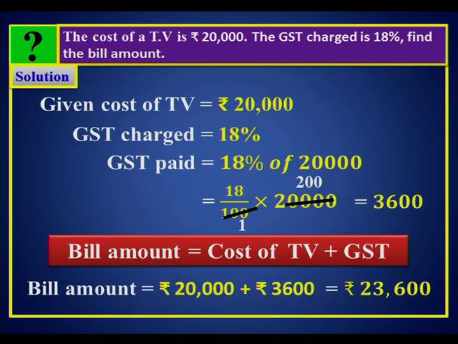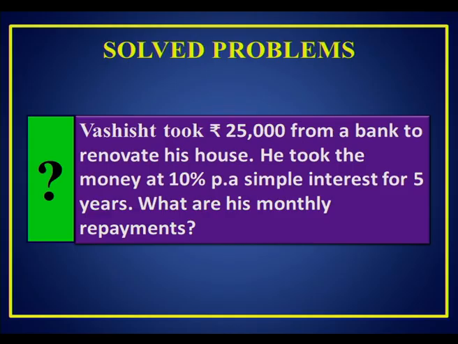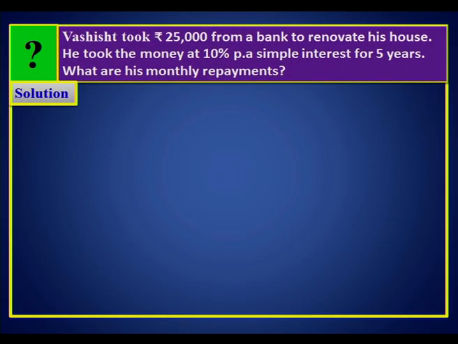So, let us move on to our next problem. Tsat took 25,000 from a bank to renovate his house. He took the money at 10% per annum simple interest for 5 years. Now, what are his monthly repayments? Let us start with the solution.